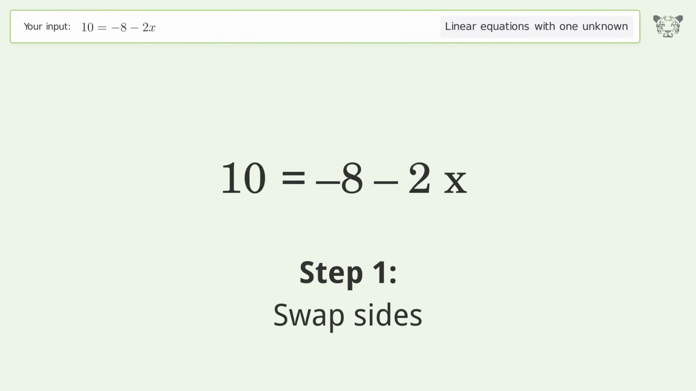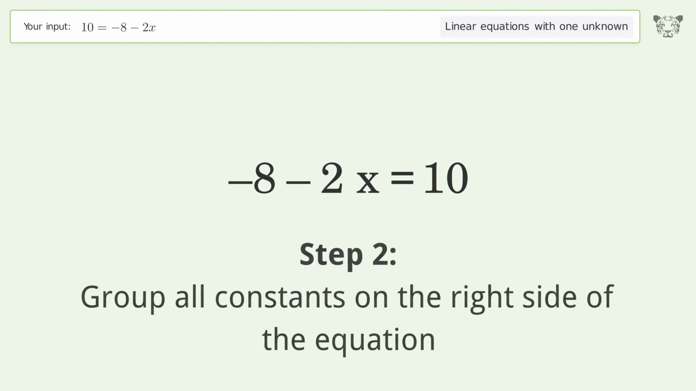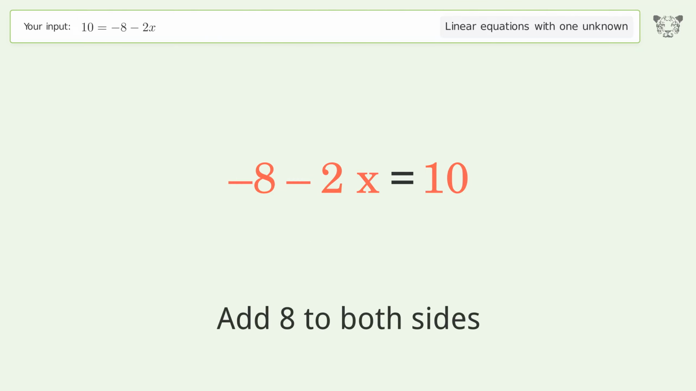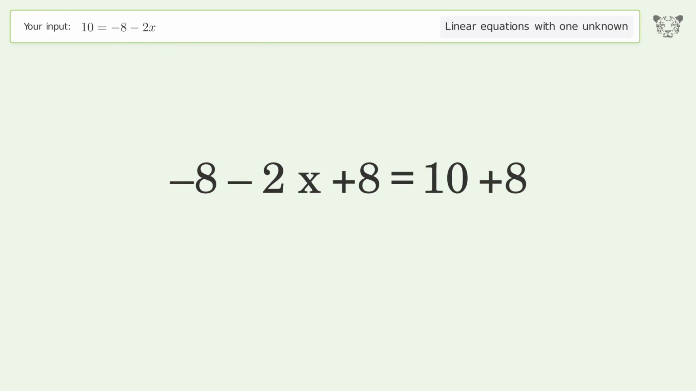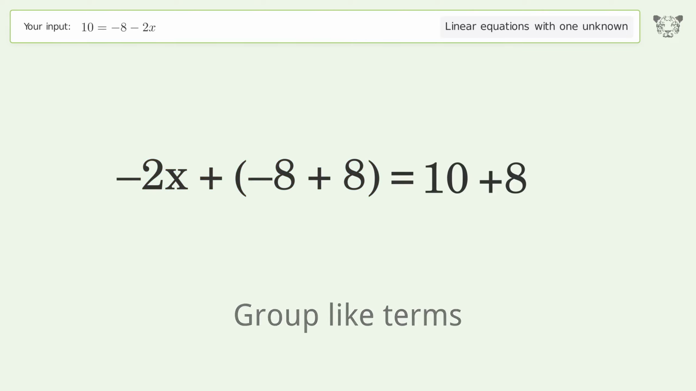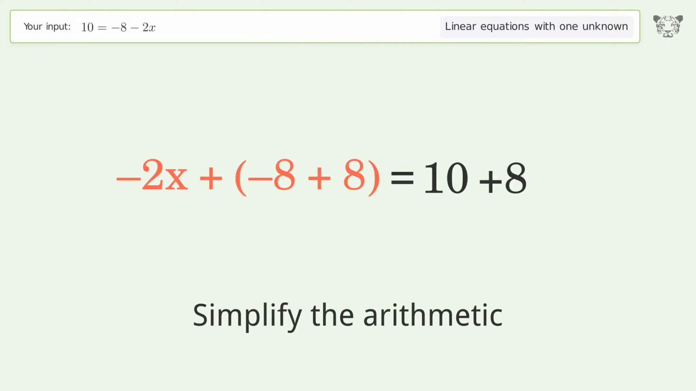Swap sides. Group all constants on the right side of the equation. Add 8 to both sides. Group like terms. Simplify the arithmetic.